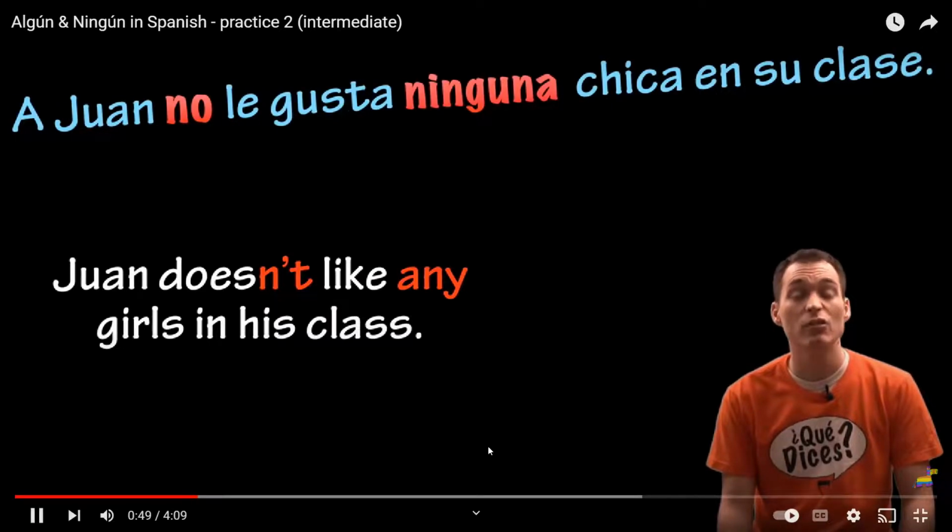A Juan no le gusta ninguna chica en su clase. Ninguna chica. No girl at all. Not any, right? Not any. And we've got an a Juan because we've got the le gusta, right? A Juan no le gusta ninguna chica. Ninguna chica, but I can't say ningún because chica is a feminine word. I need the feminine form of not any. The feminine form of not any is ninguna. I cannot cut it short like ningún, right? Because chica is a feminine noun.